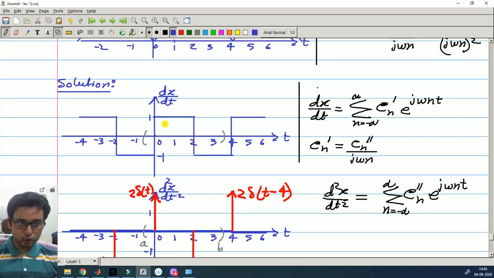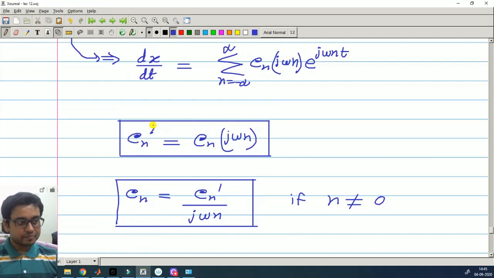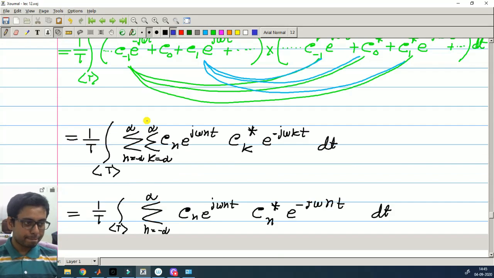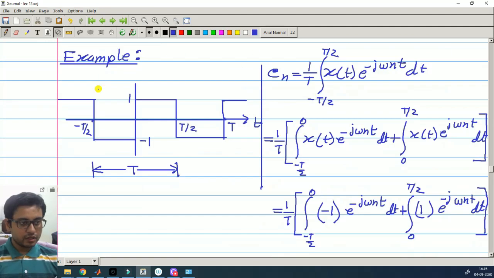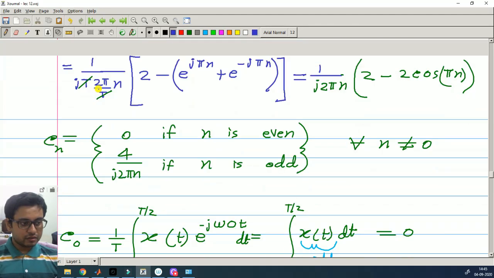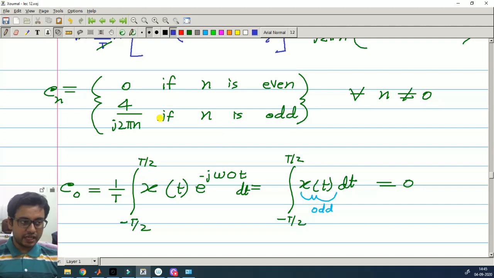That is the Fourier coefficients of dx/dt, this signal, this square wave. Now let us check our answer with what we got yesterday. Here, yes, here is the answer. For square wave, it is 0 if n is even, and otherwise this is 2 over j pi n, exactly what we got today.